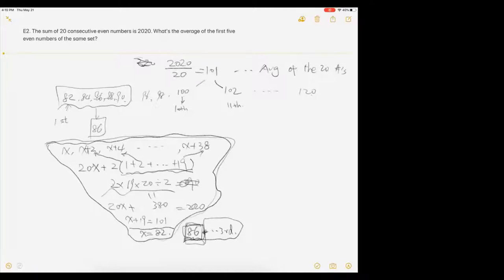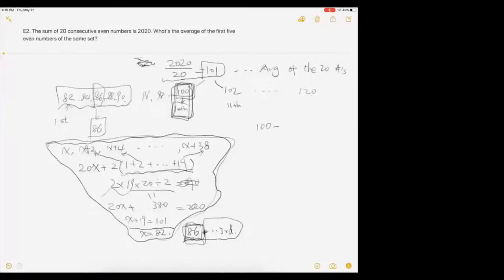If I were doing this, I would first do 2020 divided by 20, which is 101, okay? And then I will find the 10th number. The 10th number will be 100, okay? And then without looking for the first, I don't need to know the first. All I need is to find the third number.